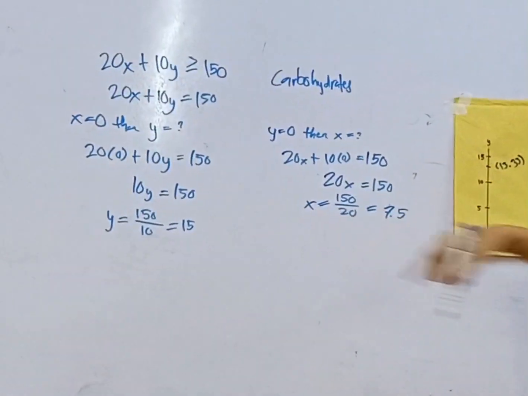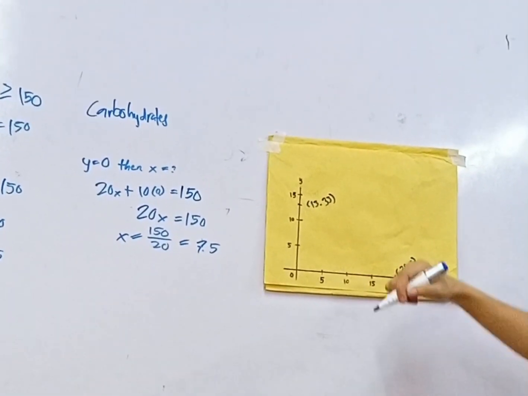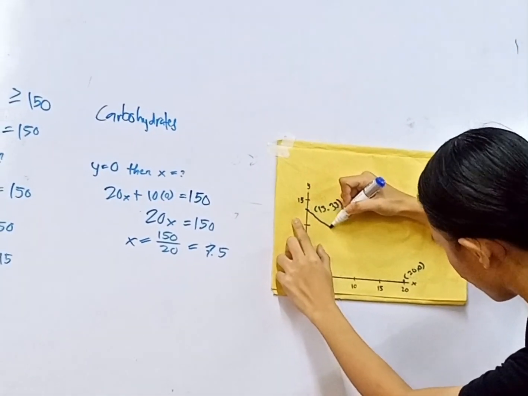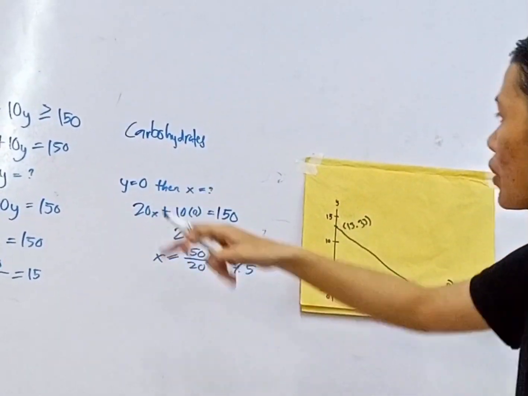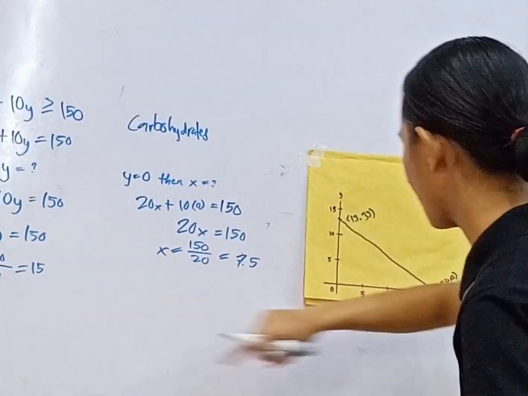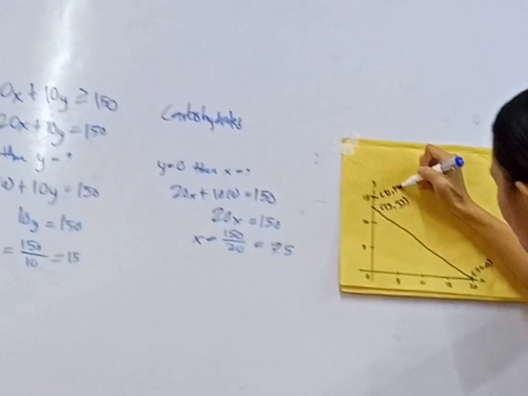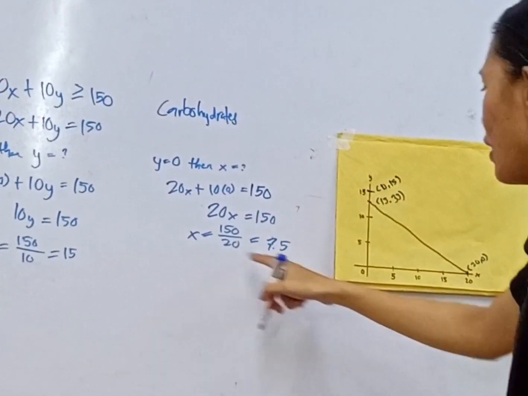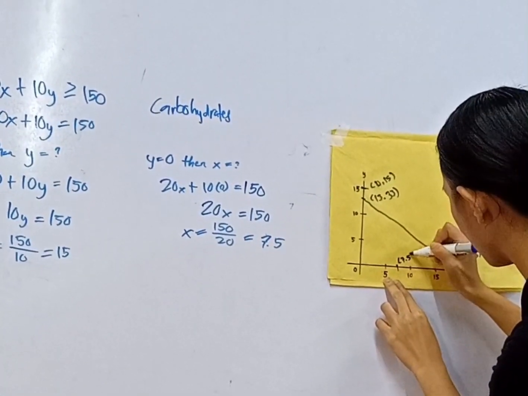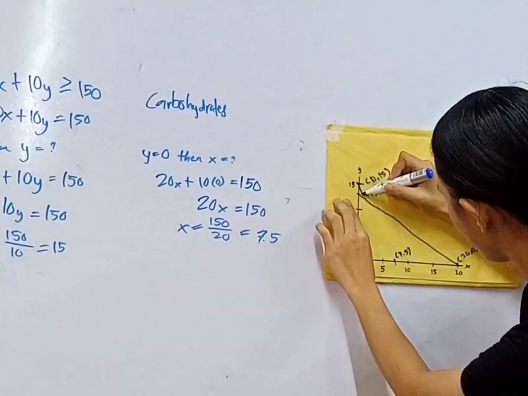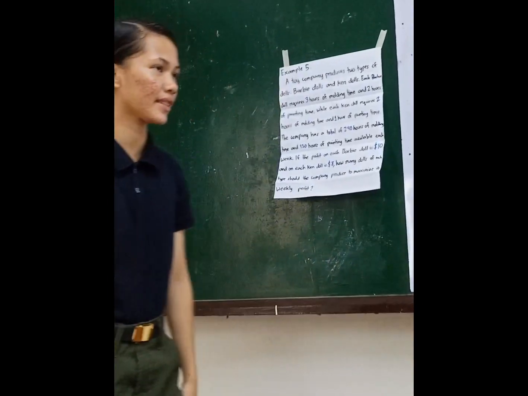And our x is here, 20. And then for our carbohydrates, y is 15 here and our x is 7.5 here. Then we put a line. So that's it.